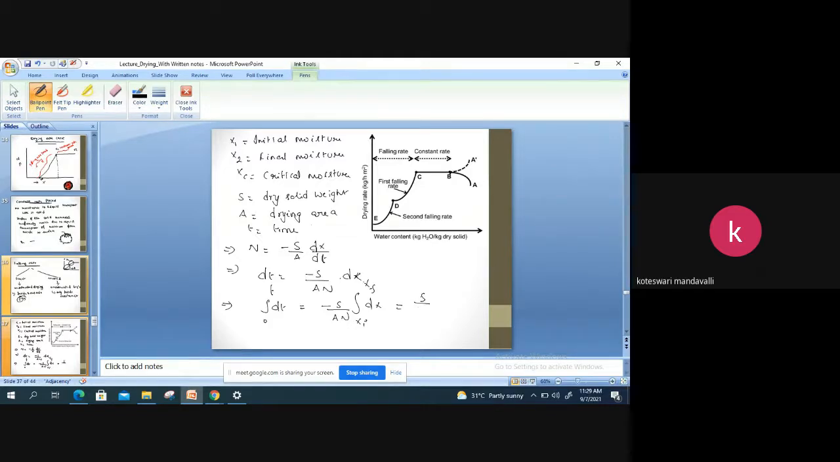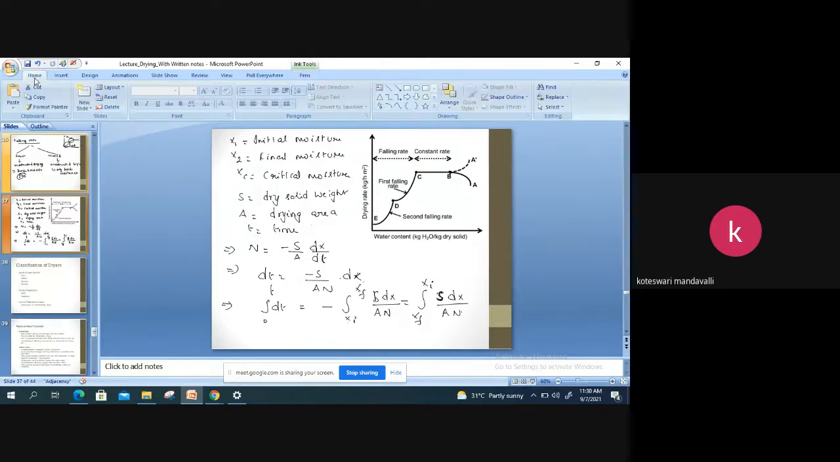So the integral of minus the integral of S into dX by A N, from xi to x final. If I want to remove this minus sign, I can change the limits here. So here it was xi to xf, but if I remove this minus sign, it becomes xf to xi, S into dX by A N. Okay, so if I consider this equation.